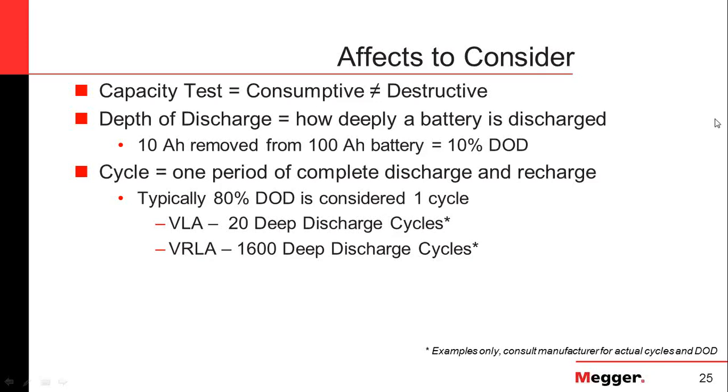Now, this is important because battery manufacturers will say that their batteries are designed for so many cycles, and a cycle is defined as one complete period of discharge and recharge. Now, the other interesting thing is that not necessarily 100% discharge is considered a cycle. You have to look at the battery manufacturer. Typically, around 80% depth of discharge is considered one cycle. And these are just some samples here where vented lead acid might have 20 deep discharge cycles. They don't like to be cycled quite as much as a valve-regulated lead acid, where I found an example where one claimed to have 1,600 deep discharge cycles available.